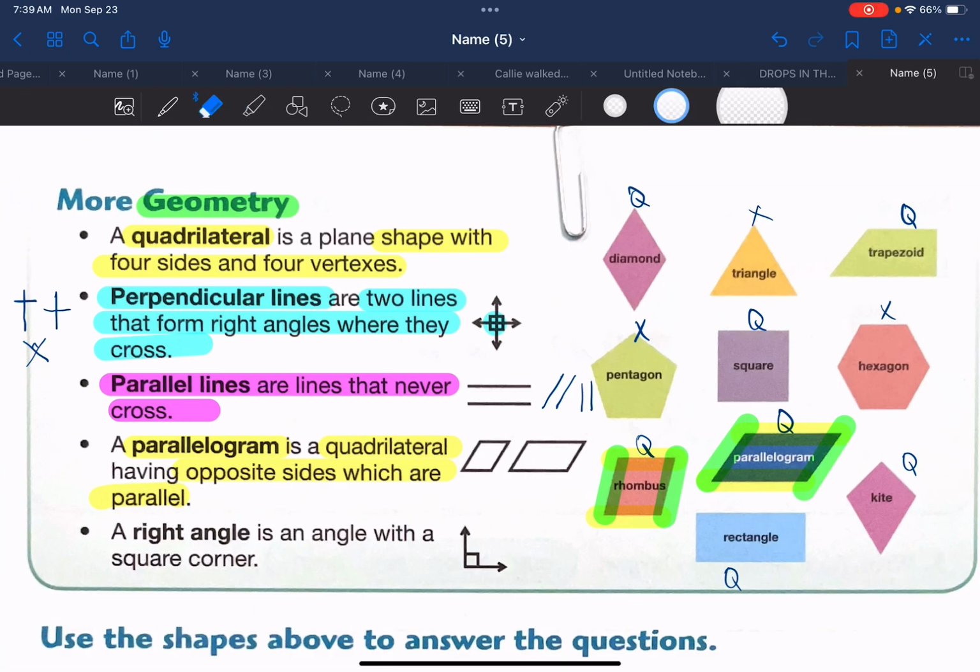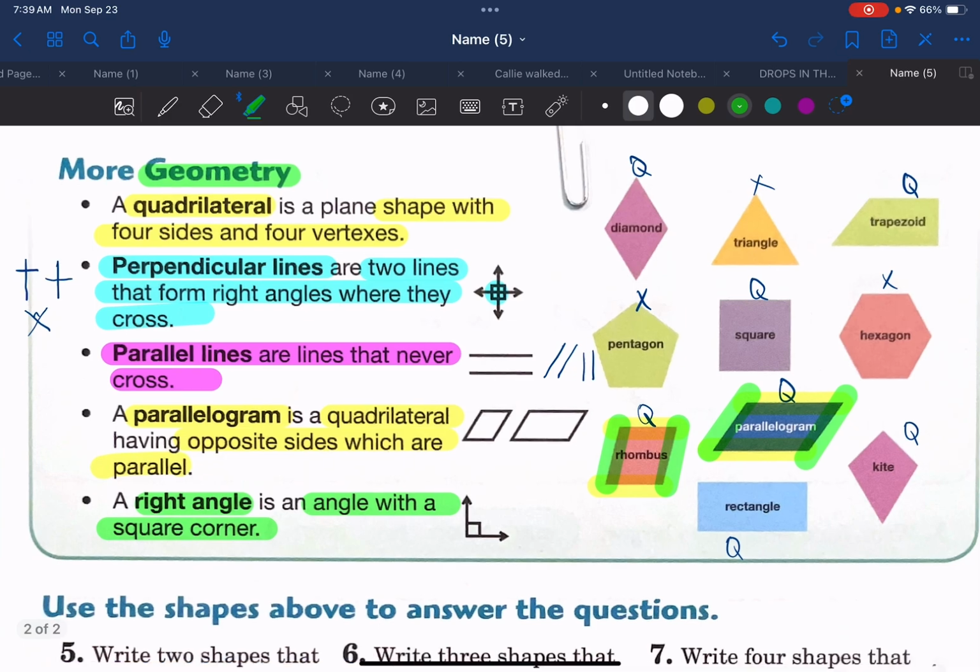And finally, the last one you're going to write is a right angle is an angle with a square corner. Okay? So please take time, either pause the video and do it, or after you're done watching the video, just look up at the top and write them down.